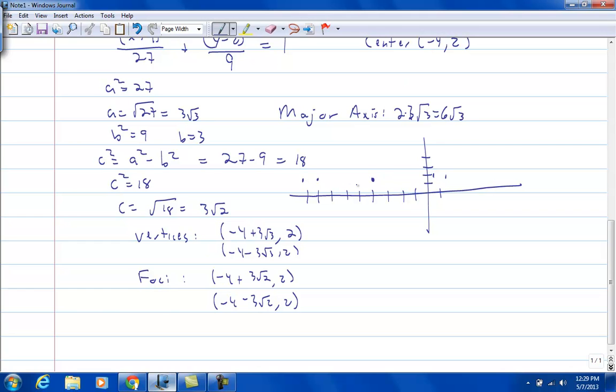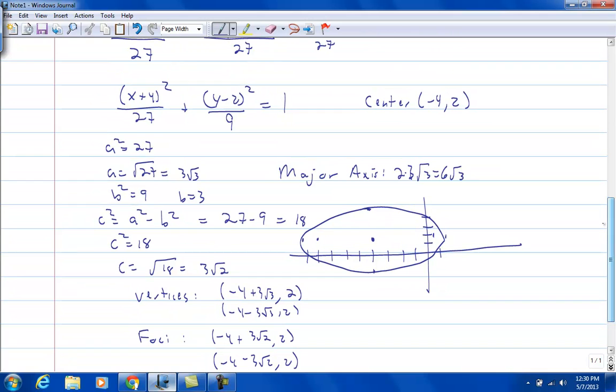But I just want to give people an image here of what's happening. We're going to go up 3, 1, 2, 3, and down 3, 1, 2, 3. This is what our ellipse would look like, something like this. I know it didn't ask for us to find it, but I just wanted to draw it because it helps me to visualize it. So we have the center, the vertices, the foci.